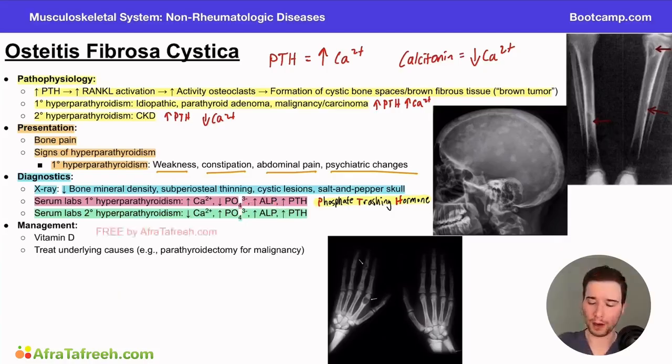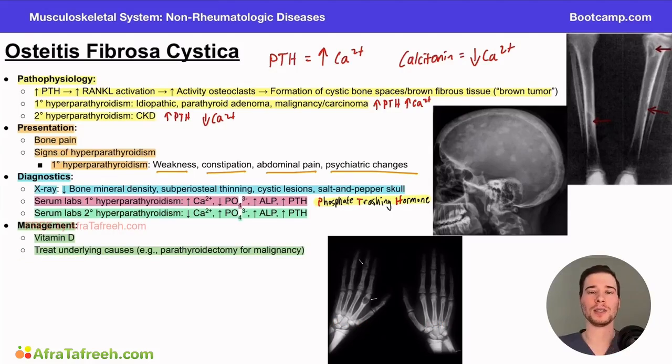Now, when we think about our management here, it's really symptom management. It's going to be vitamin D supplementation or treating the underlying cause, such as a parathyroidectomy for a malignancy or an adenoma. Again, the underlying cause here could be chronic kidney disease. There's a lot of different things. We have a whole video about that, talking about it in detail. There's a lot of things we can do to treat those patients or supplement them. But the idea here is that there's no one cure for osteitis fibrosa cystica. It is a finding that occurs from other conditions. And so you need to treat those other conditions, those primary problems in the patient.